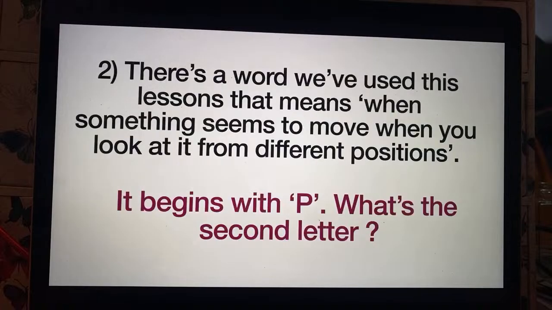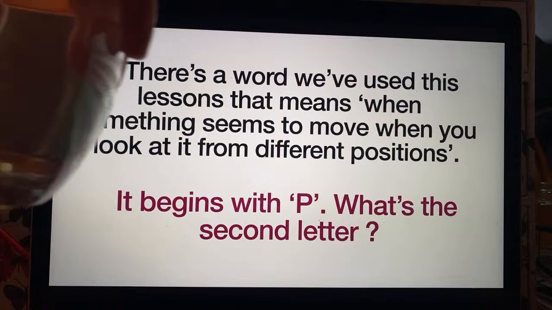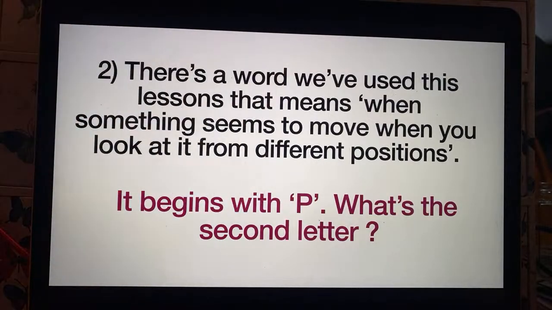Okay, next one. There's a word we've used that means when something seems to move when you look at it from different positions. It begins with a P. What's the second letter? So that word that I used to talk about how you've got to be careful how you look at the temperature on a thermometer because you might get the line wrong. That's called a something error, or how we measure the distance from stars. Often we use this movement, apparent movement. So the second letter.